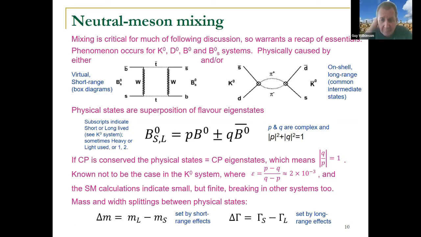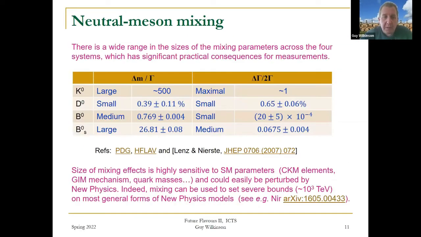There's this famous epsilon parameter, which is 10 to the minus 3. And indeed in the other systems, standard model calculations indicate small but finite breakings also. But these have not yet been experimentally observed. The mass and width splittings between the physical states are given by delta M and delta gamma. So this leads to mixing phenomena, and the values of these delta M's and delta gammas, normalized by gamma or 2 gamma respectively, take a big variation between the systems.